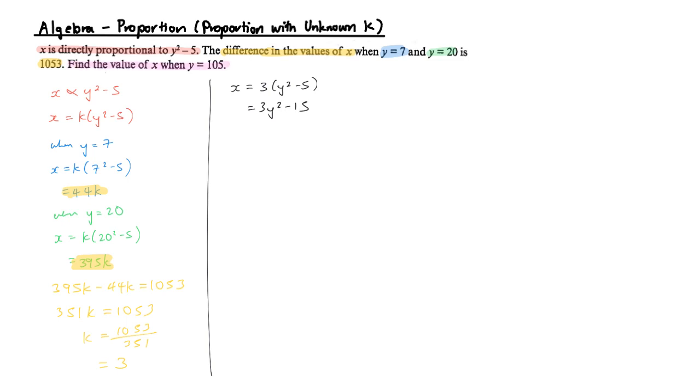Find the value of x when y equals 105. So when y equals 105, x will be 3(105 squared) minus 15. Hit the calculator, you get 33060. Okay, that's how you do it.